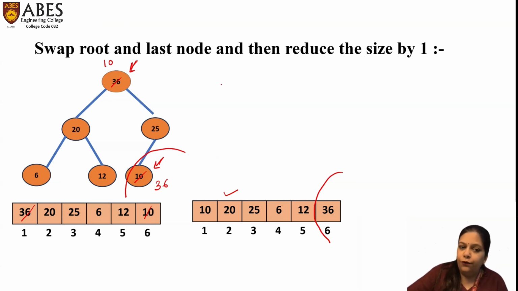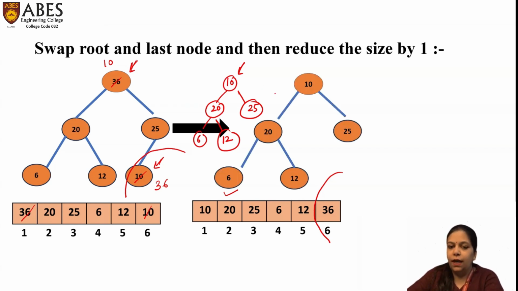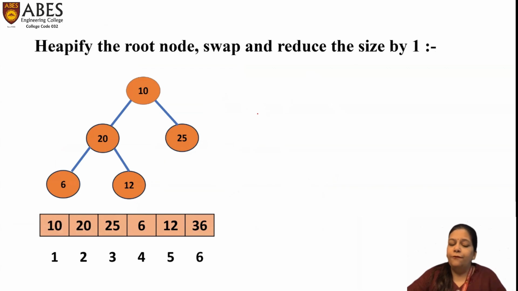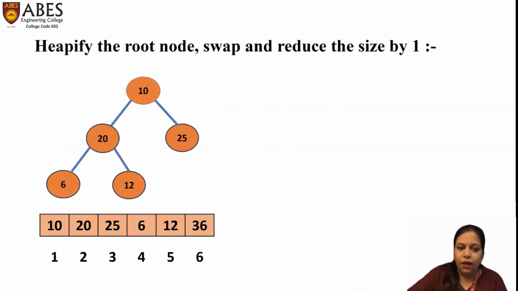Now again, the situation of the tree is 10, 20, 6, 12 and 25. Now again we have to heapify it, only at the root node. After heapification, this 10 will be compared with the left child and the right child, and this 10 will be swapped with 25. So this will become 25 and this will become 10.